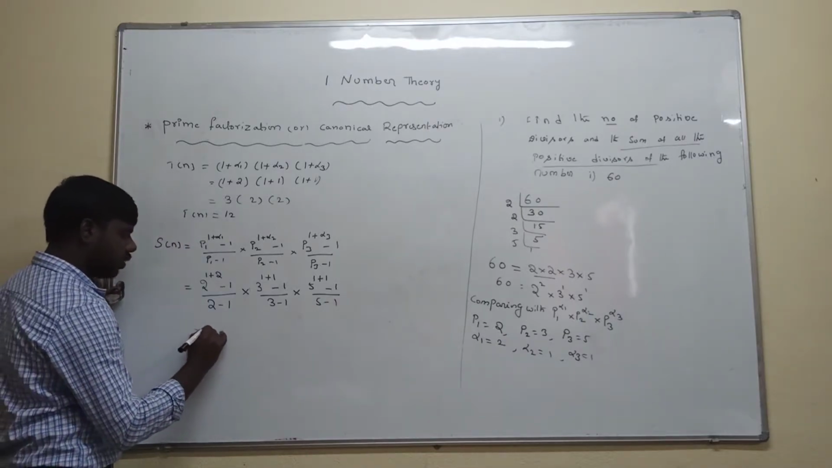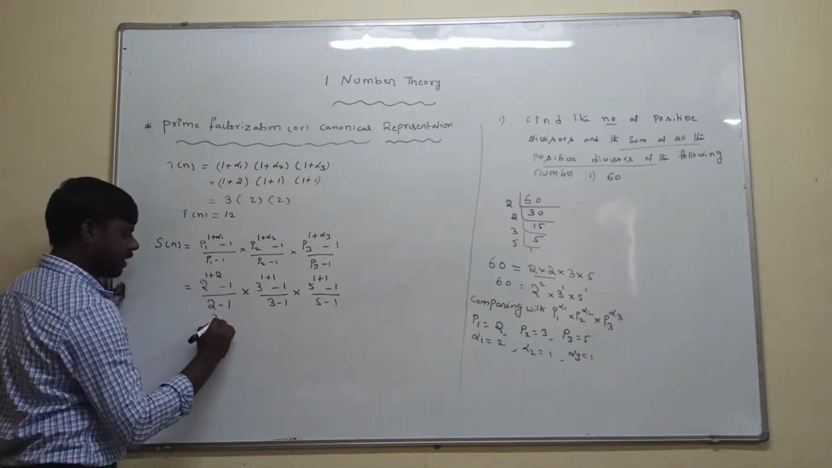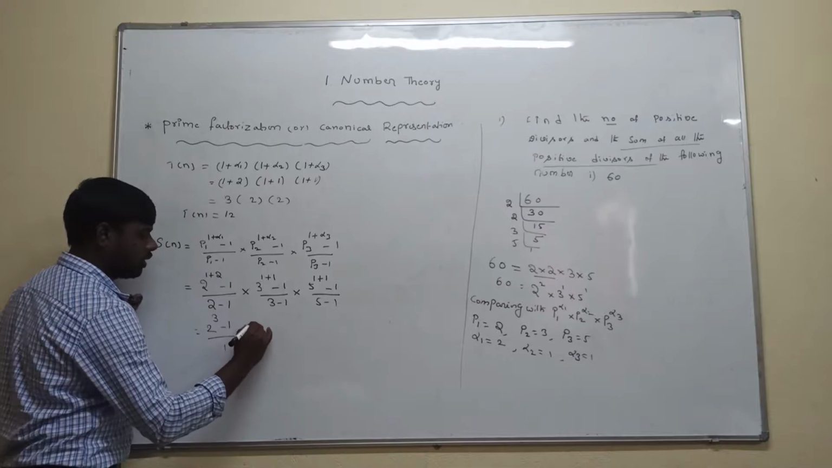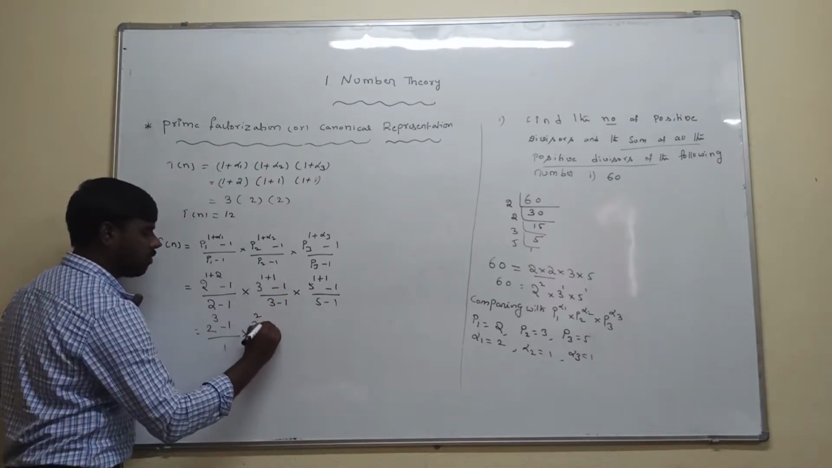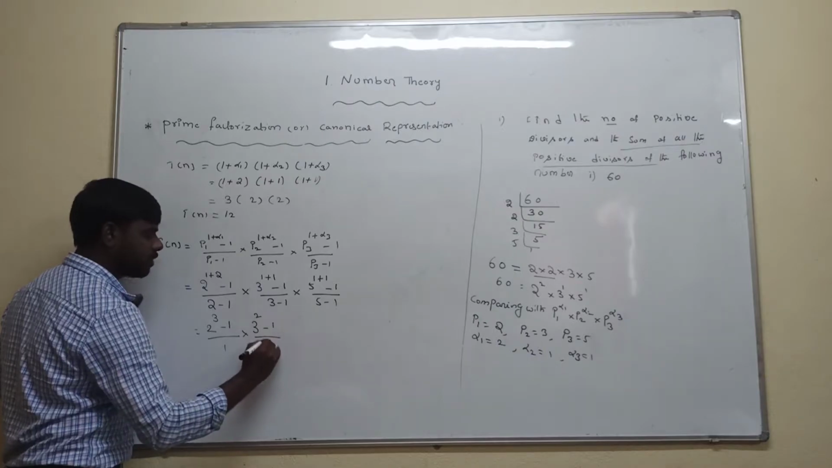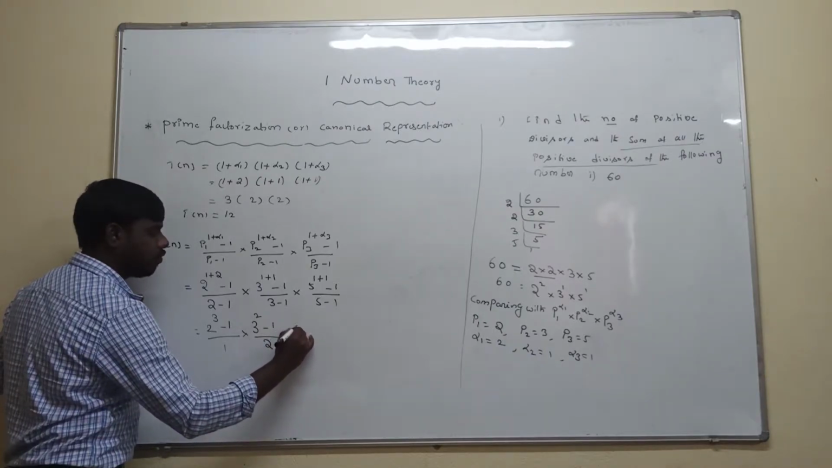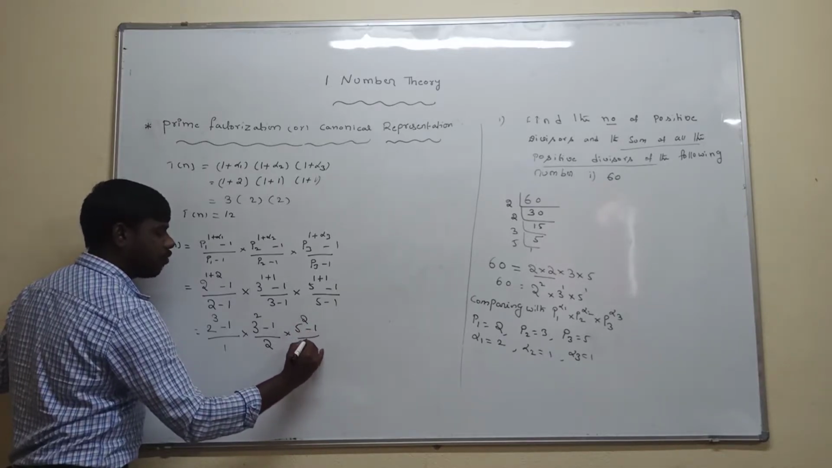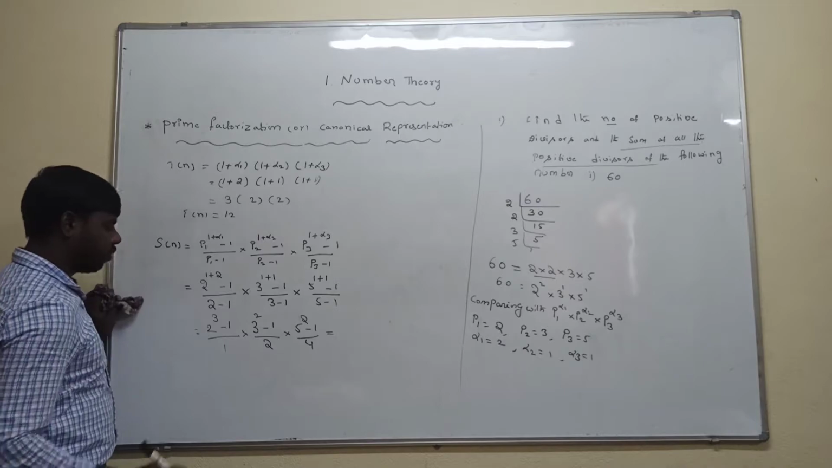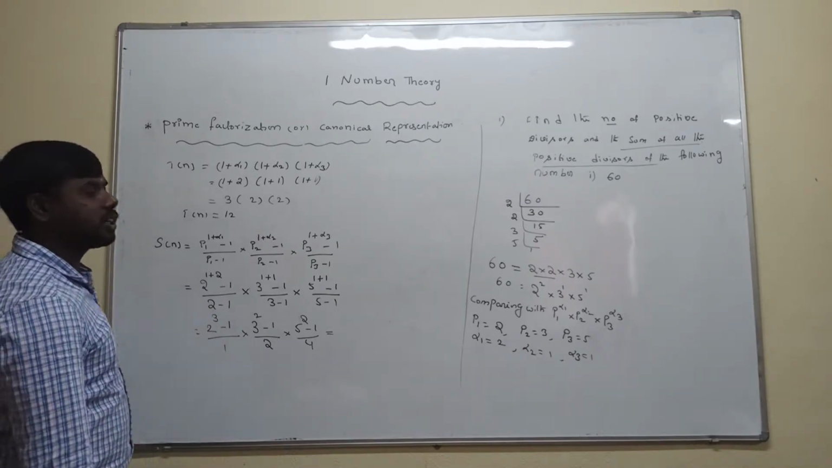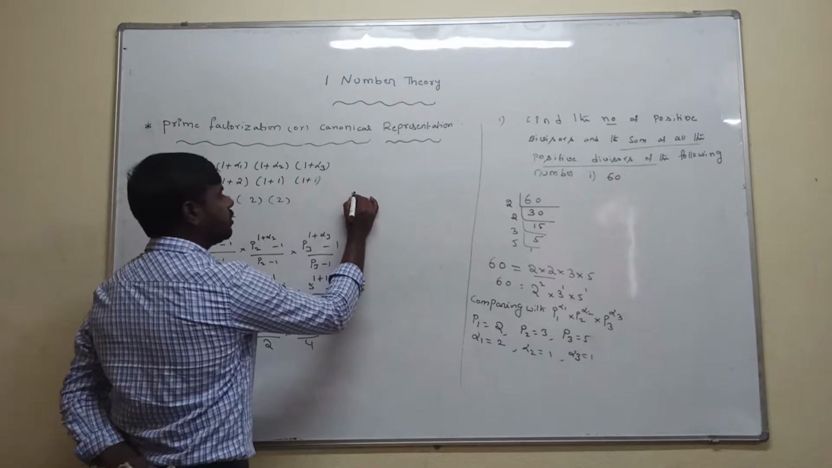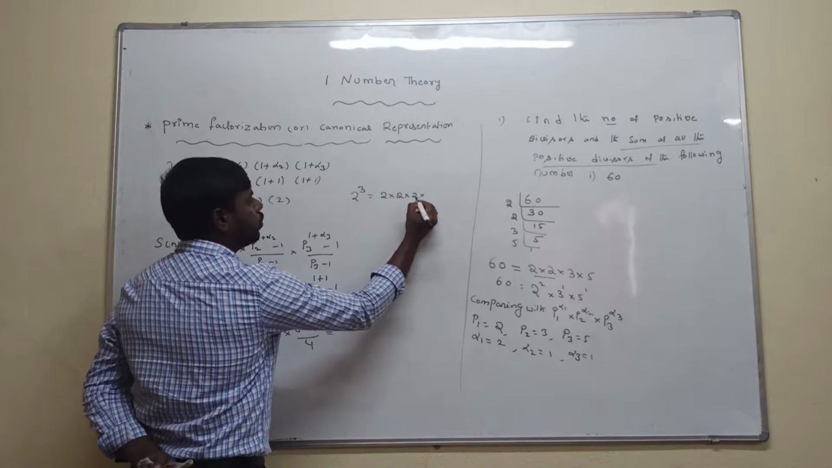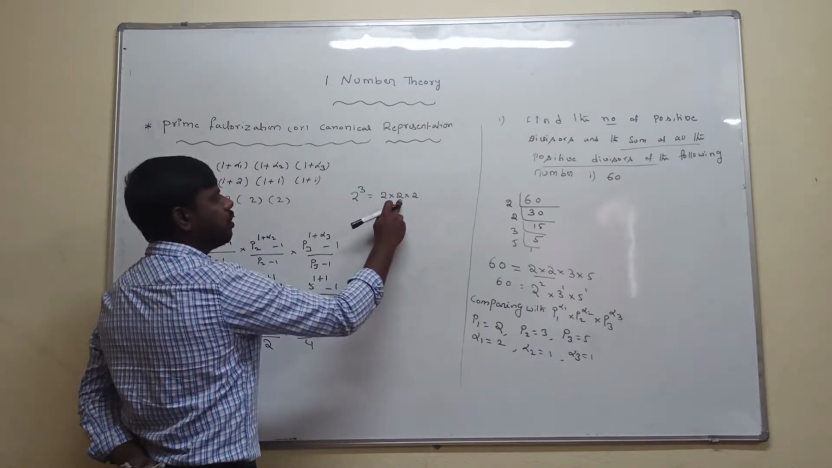Now simplify this one. 1 plus 2 that value is 3, minus 1, by 2 minus 1 that value is 1, into 3 power 1 plus 1 is 2, minus 1 divided by 3 minus 1 that value is 2, into 5 power 1 plus 1 is 2, minus 1 divided by 5 minus 1 that is 4. Now 2 cube. 2 cube is nothing but 2 product with 3 times. 2 cube can be written as 2 into 2 into 2. So 2 twos are 4, 4 twos are 8.